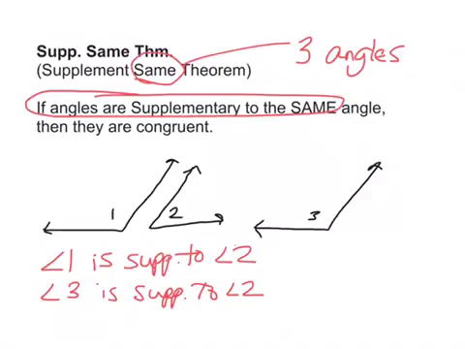So if two angles, angle 1 and angle 3, are supplementary to the same angle, angle 2, we can conclude that angle 1 is congruent to angle 3.